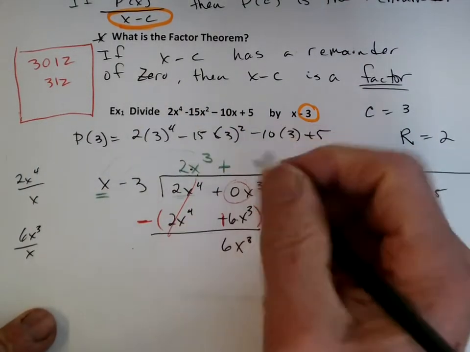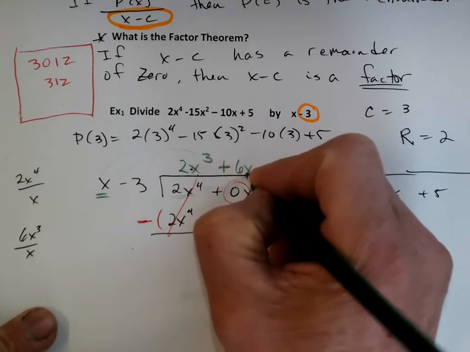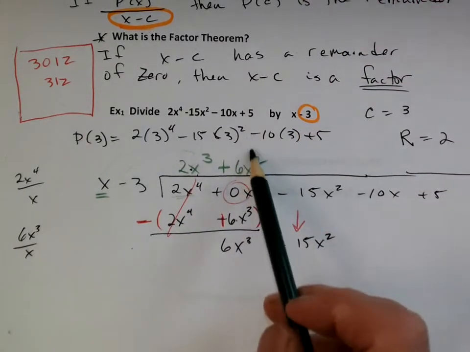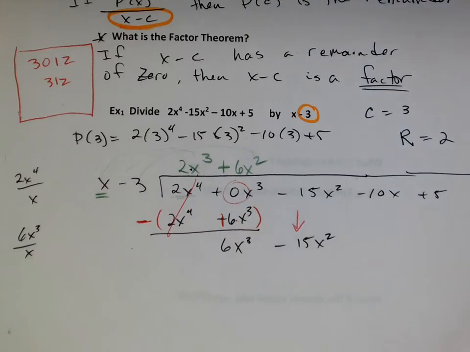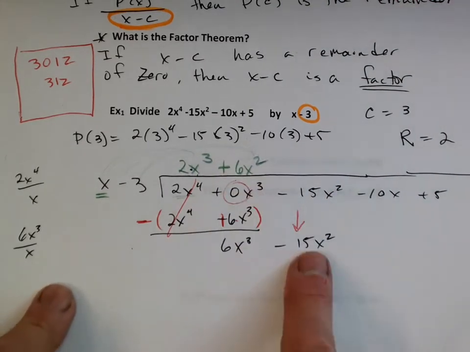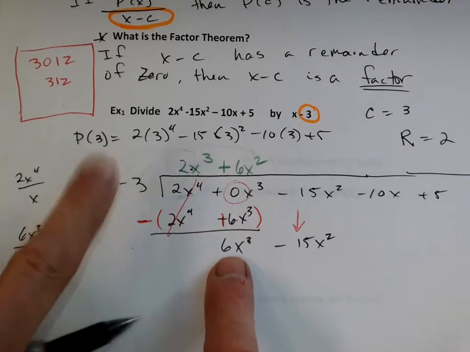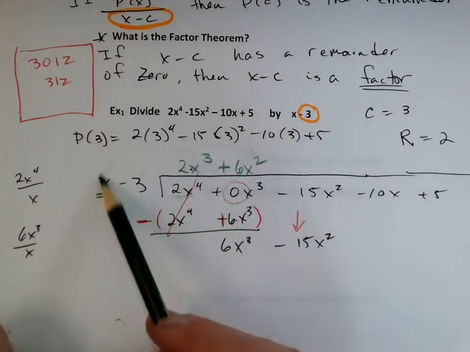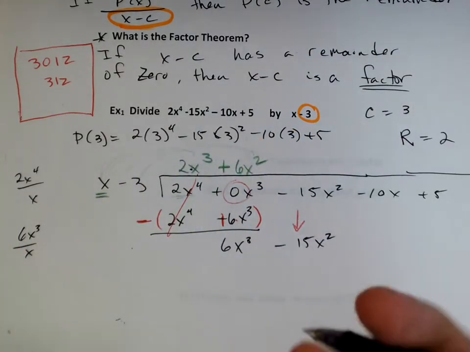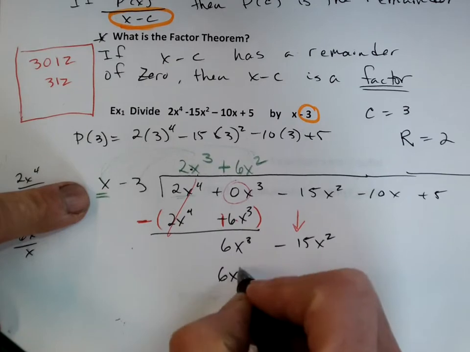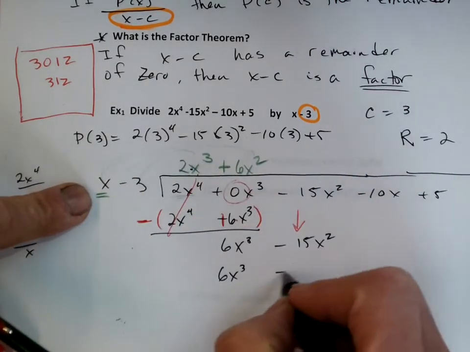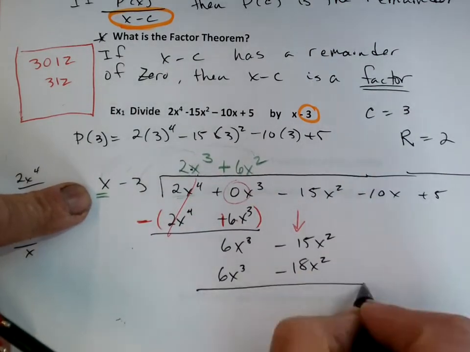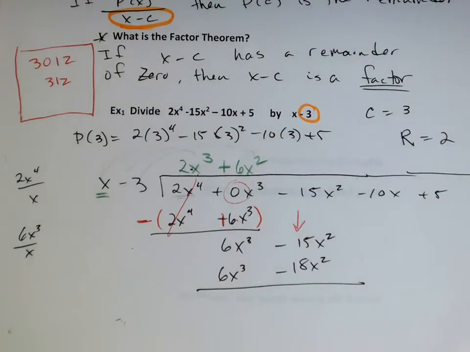Put the positive. Okay, and then we'll do the same thing. We'll multiply. We'll go that times that times that. Am I going too fast? So I brought down my 15, and then again I'm dividing. X goes into 6x cubed how many times? 6x squared. Now I'm going to multiply. I'm going to get a positive 6x cubed and a negative 18x squared. Okay? I'm subtracting, right?